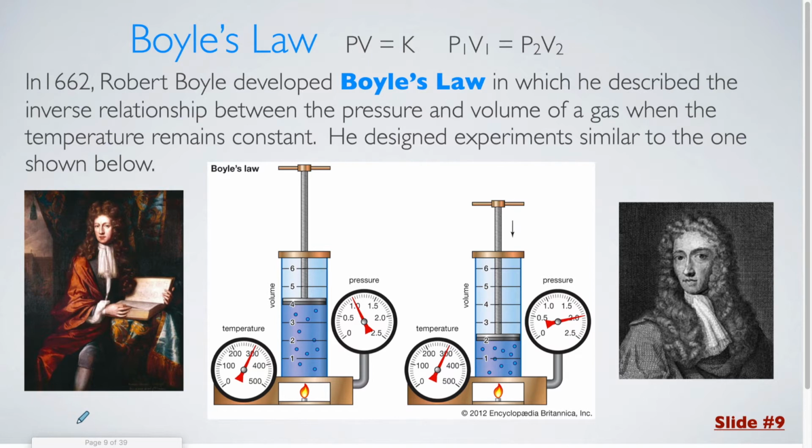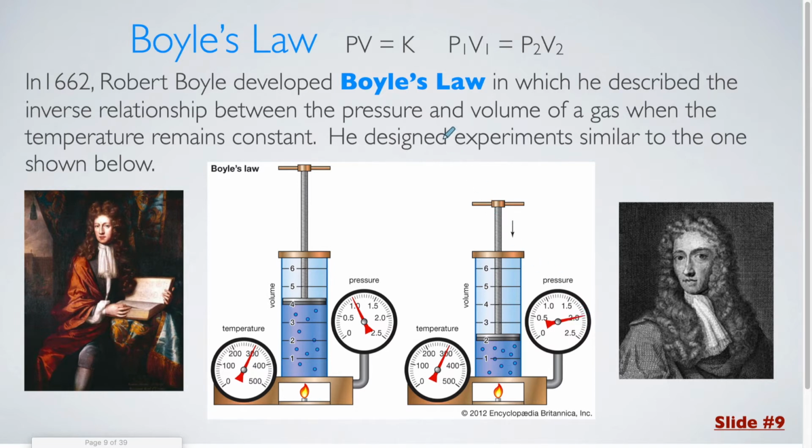He designed experiments similar to the one that is shown below. So in this image, we can see that our temperature is constant. It's 300 Kelvin in the beginning and 300 Kelvin at the end. Here, our piston is a little bit higher up, so we have a greater volume for our gas molecules with a pressure of 1 atmosphere. When the piston is pressed down, our volume is cut in half. And from here, we can see that our pressure is increasing, and it actually doubles.